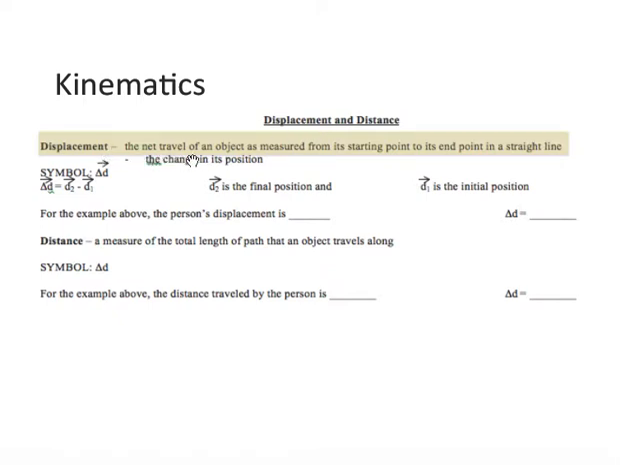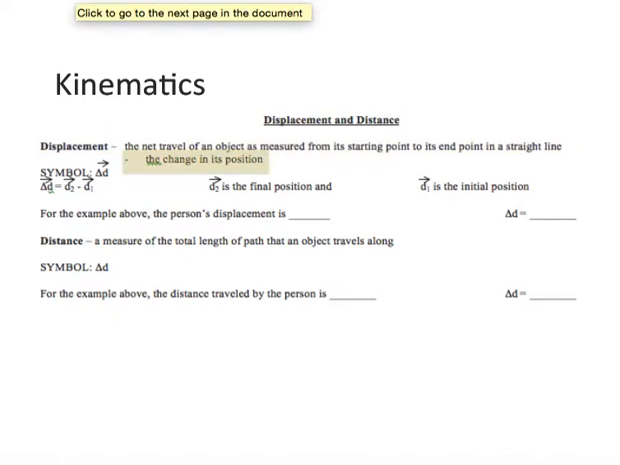Displacement: the net travel of an object as measured from its starting point to its end point in a straight line. More commonly, displacement is often called the change in its position. The symbol for displacement is delta d. Delta in mathematics or in physics means change. This symbol is often used in mathematics, the delta symbol, for rise or run.